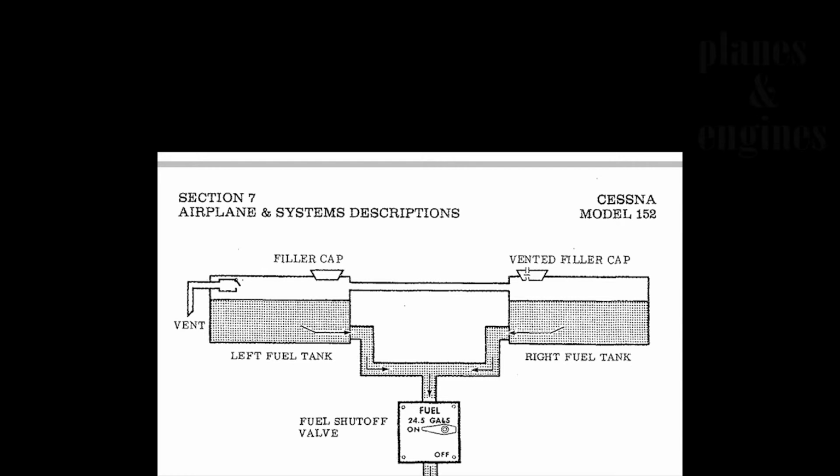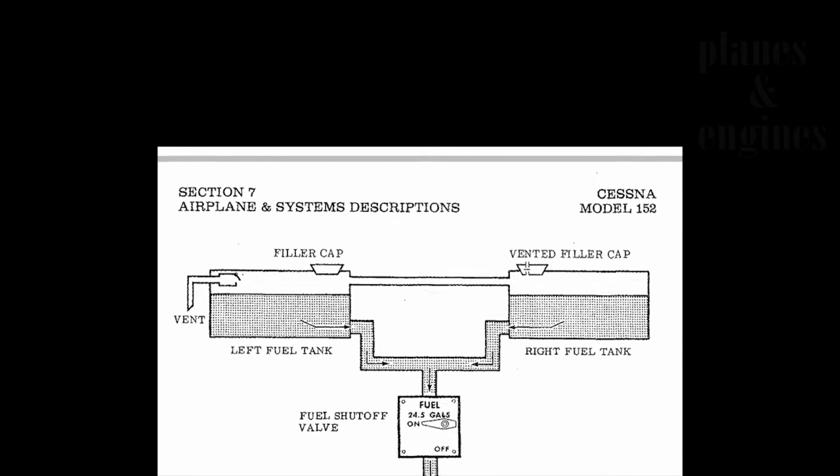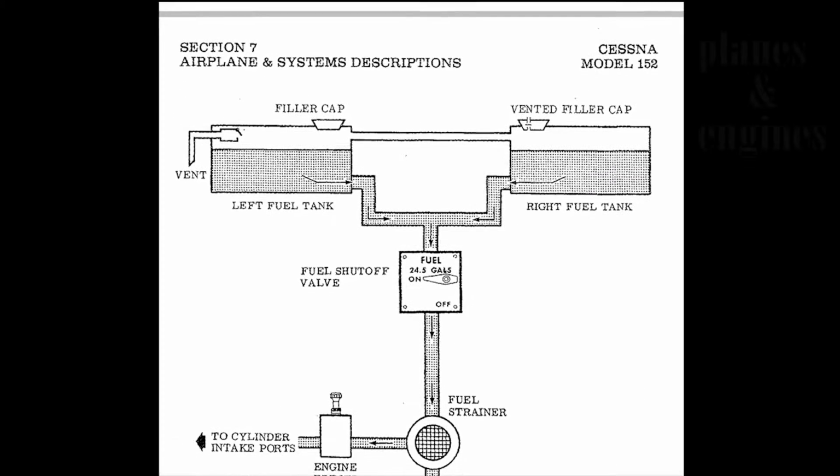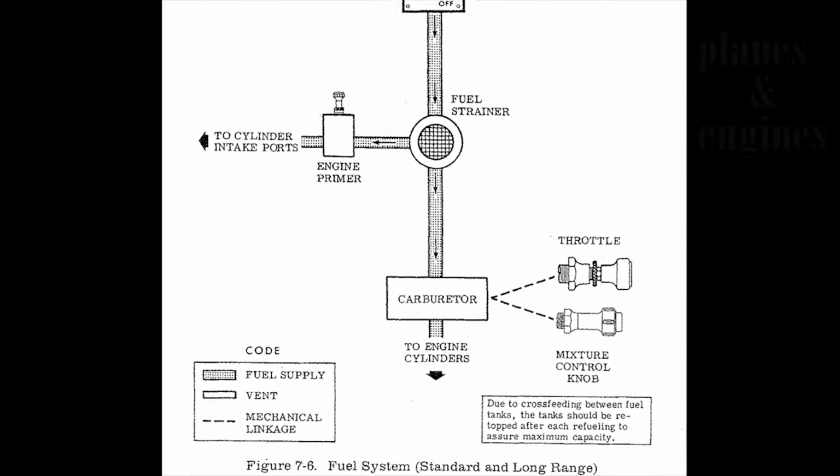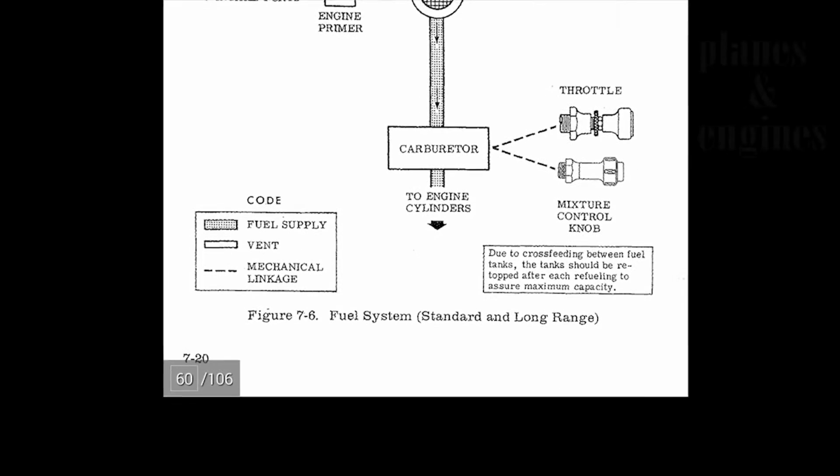The Cessna 152 may be equipped with either a standard fuel system or a long-range system. Both these systems consist of two vented fuel tanks, one in each wing, a fuel shutoff valve, fuel strainer, manual primer, and a carburetor.